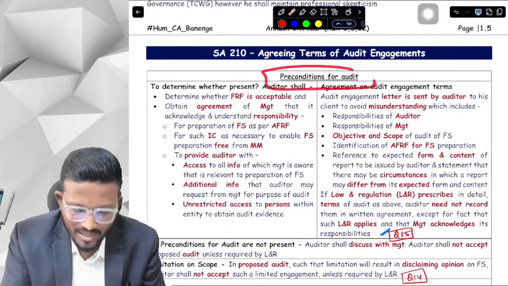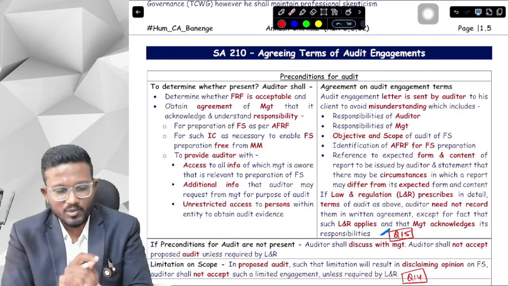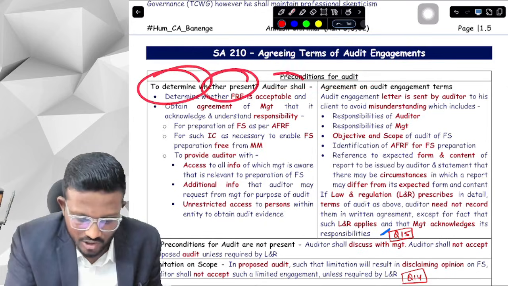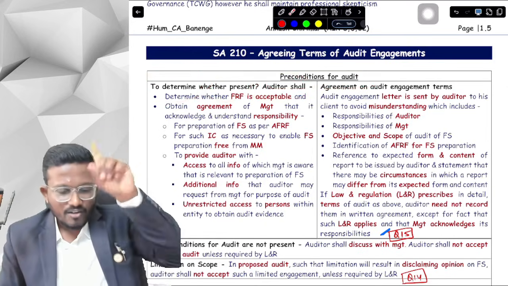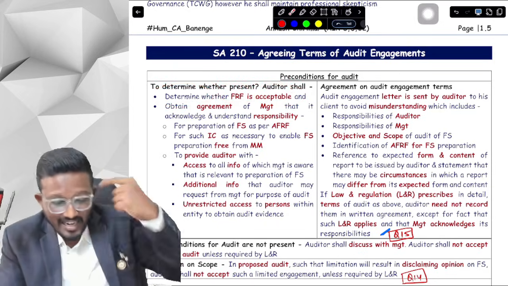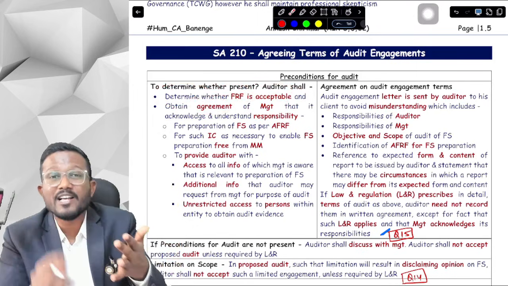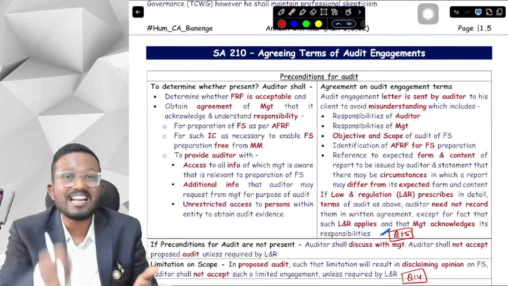First of all, there are preconditions for an audit, the conditions which should be fulfilled before accepting the audit engagement. So we need to determine whether the preconditions are present or not. What we need to do, sir? First of all, determine whether the financial reporting framework (FRF) is acceptable or not. Secondly, obtain agreement of management, that management acknowledges and understands its responsibility.